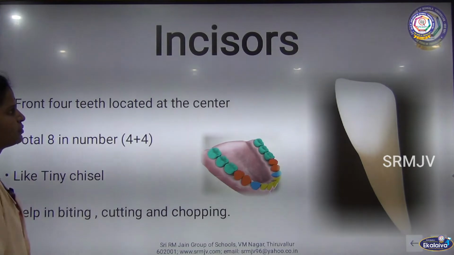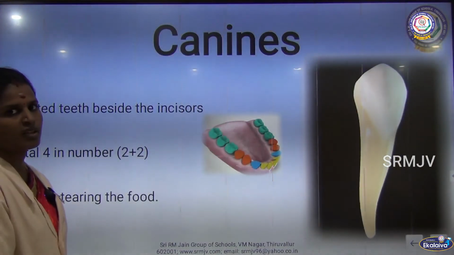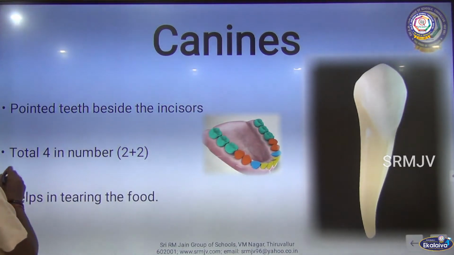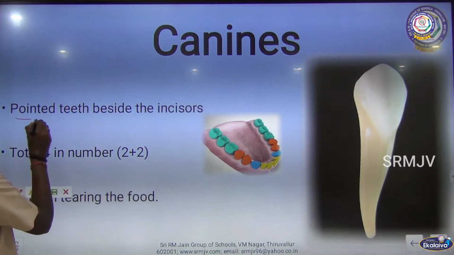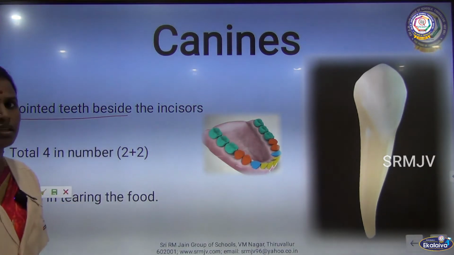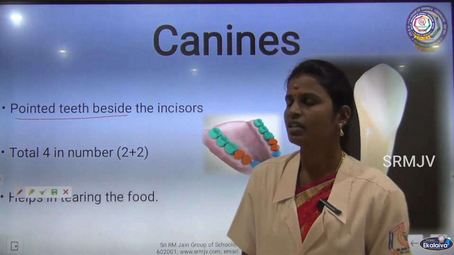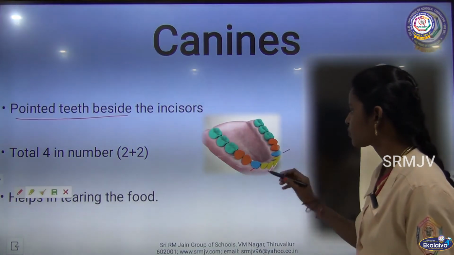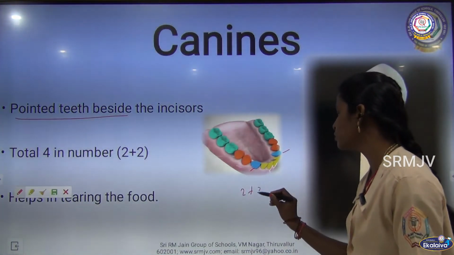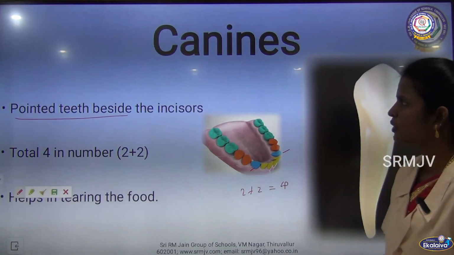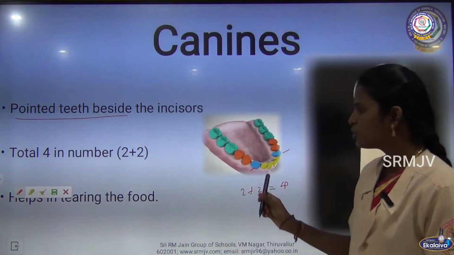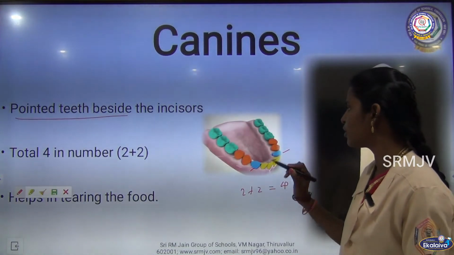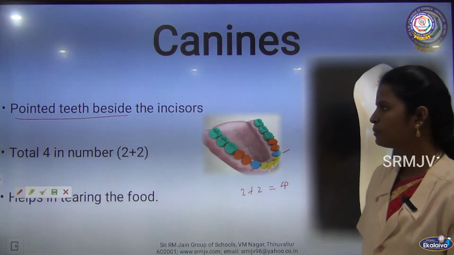Next, let us see about canines. Canines are 4 in number, 2 in the lower jaw and 2 in the upper jaw. Pointed teeth beside the incisors are called canines. So totally 4 canines in the human mouth, and they help in tearing the food. Canines are very sharp, they have a sharp point, so they help in tearing the food.